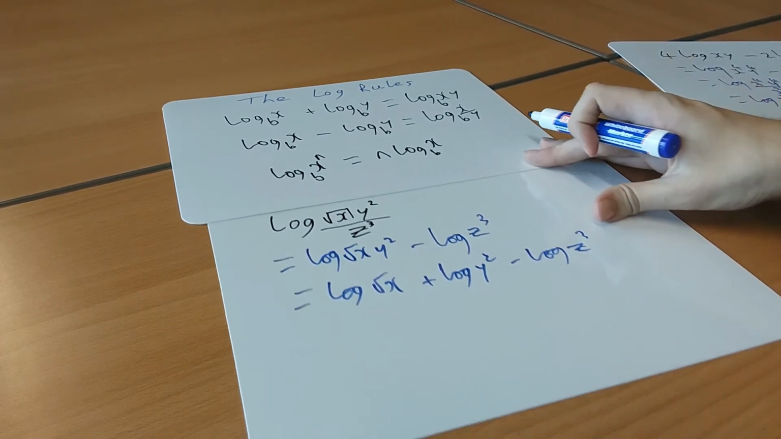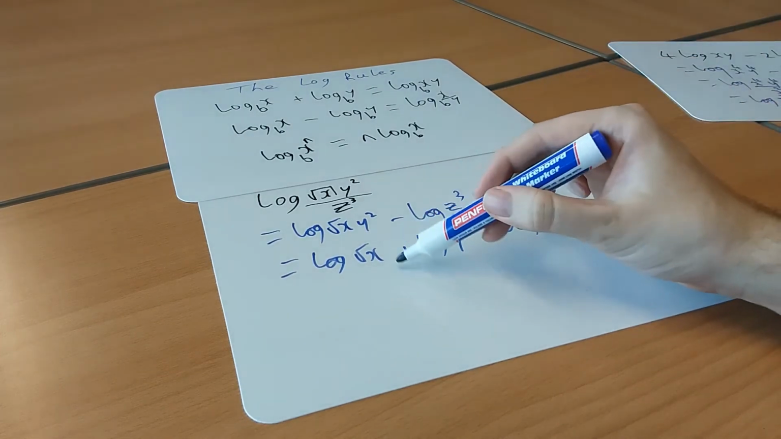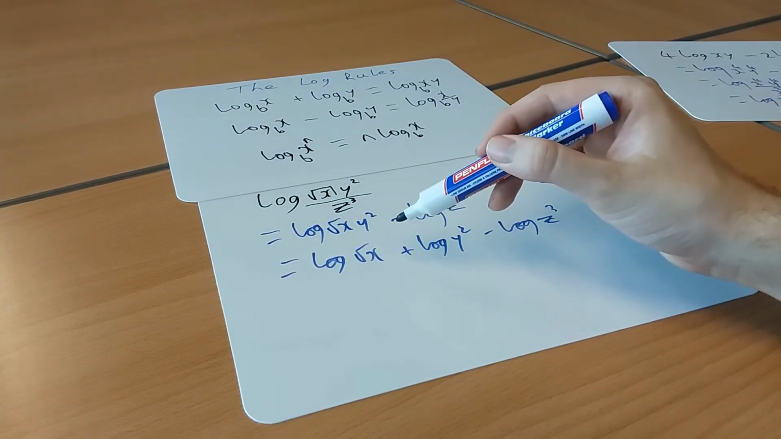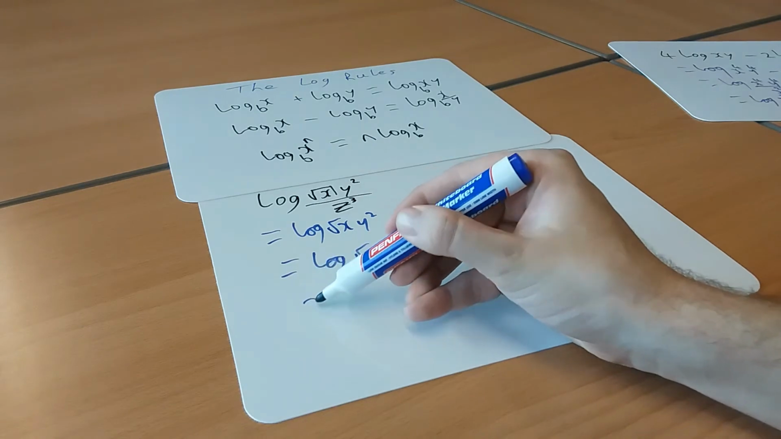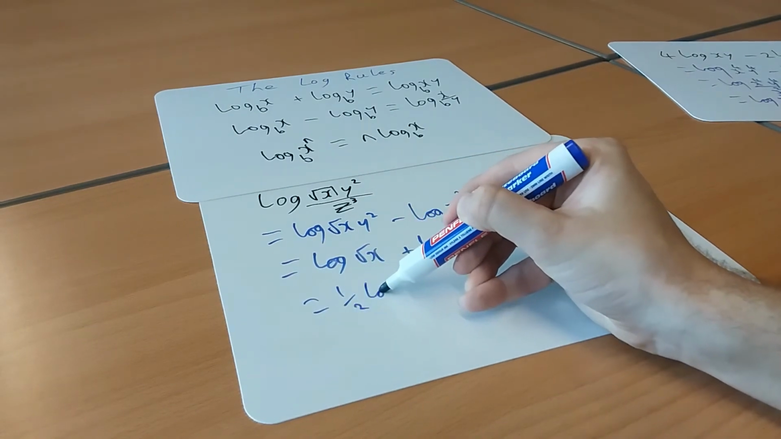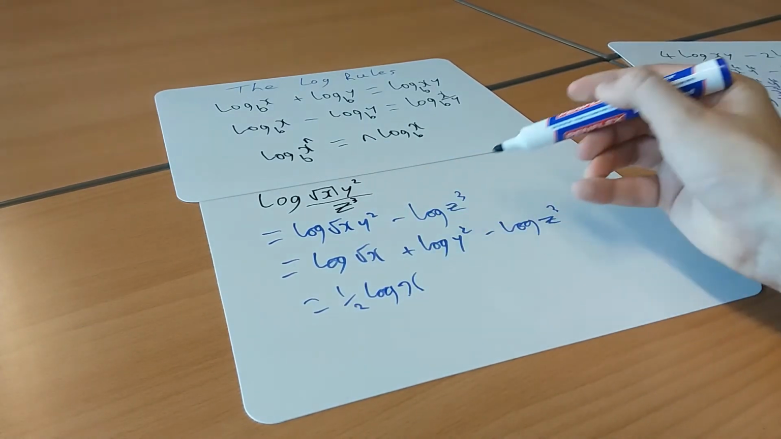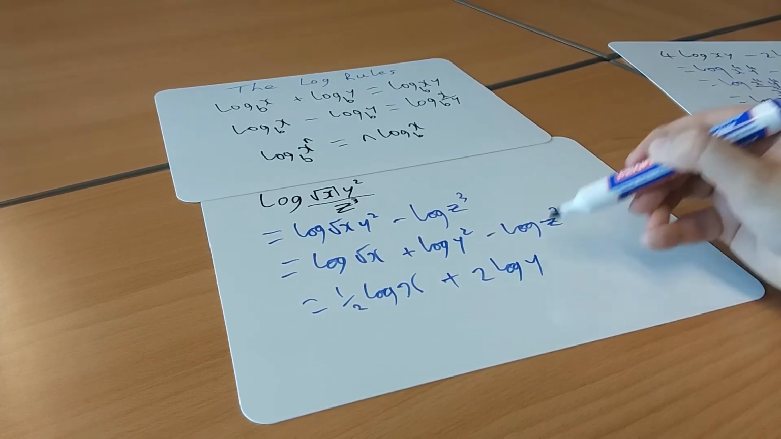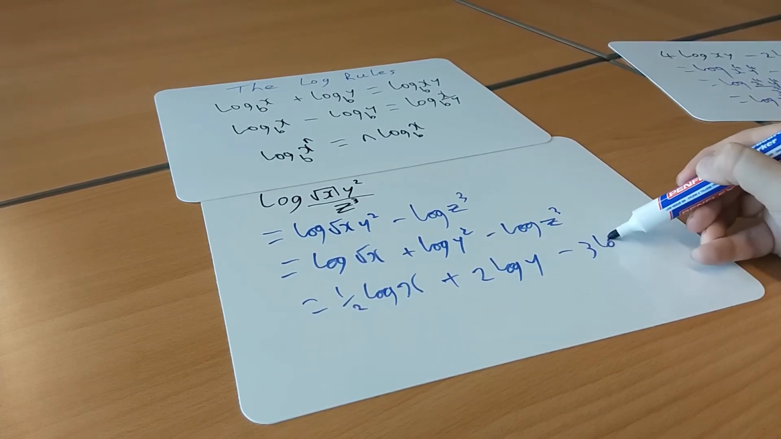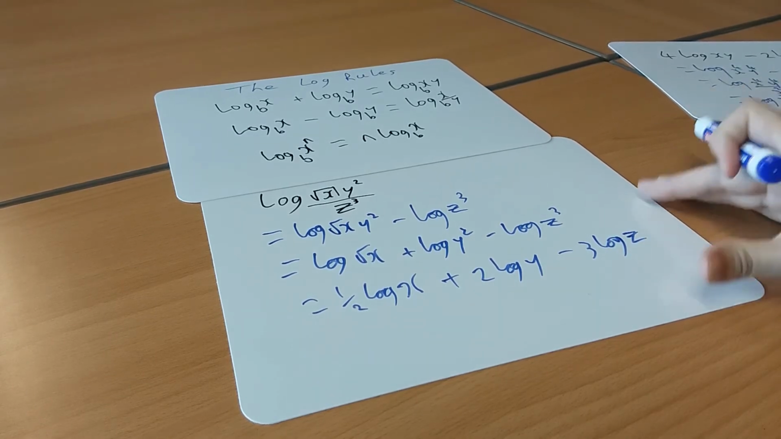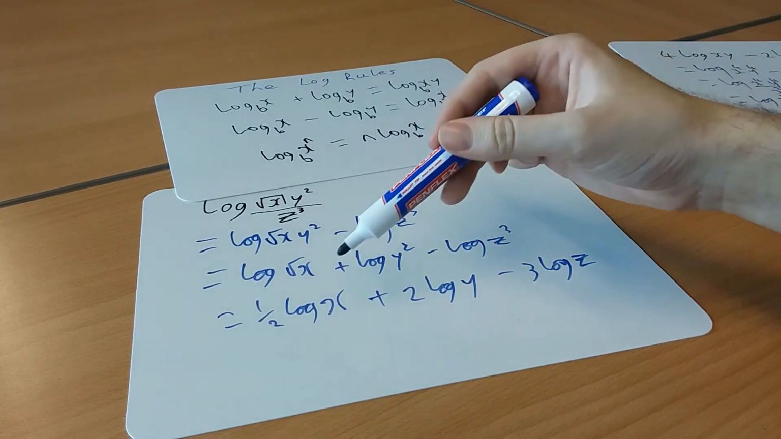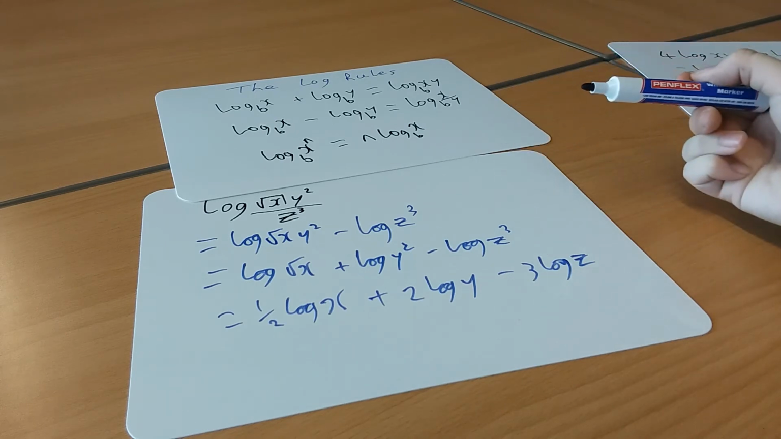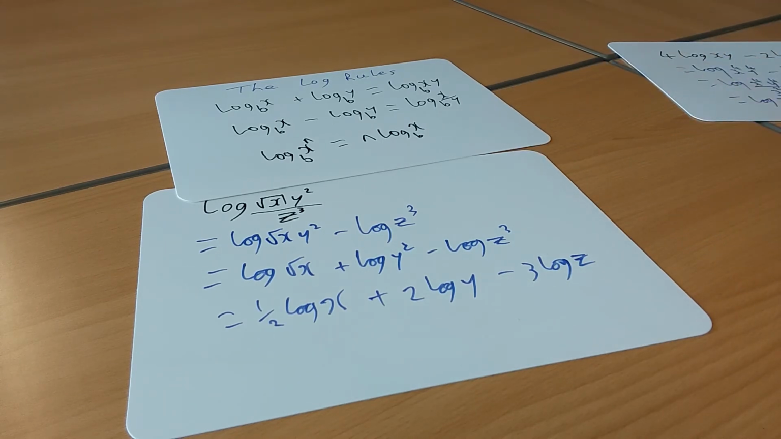The final thing is taking down the powers. Now, log root x here, that's the same as x to the half. So I can write that as a half log of x plus 2 log of y minus 3 log of z. Now this is written as multiples of log x, log y, and log z. So we've got two main types of problem.